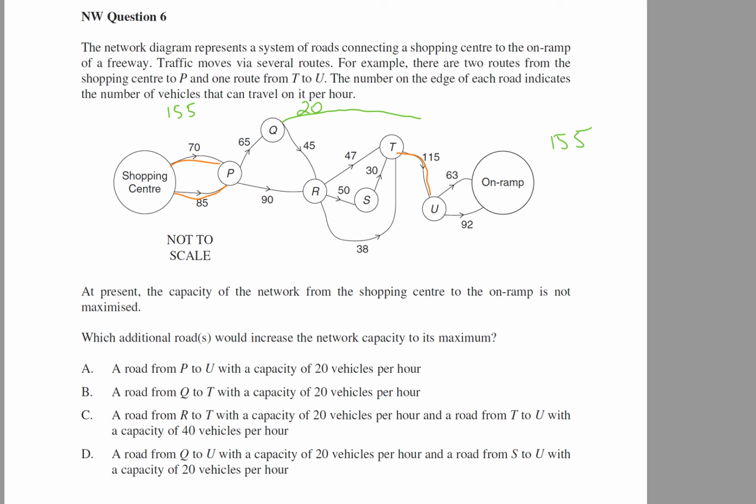Now, looking at S, S has 50 cars arriving and 30 leaving, so S can also absorb another route of 20 cars per hour. Now we realize that from T to U, only 115 cars are entering U per hour, which is a gap of 40. And we've got that 20 and 20. If we just join two routes onto U like this, we would maximize the traffic flow. So that corresponds to the answer for D.